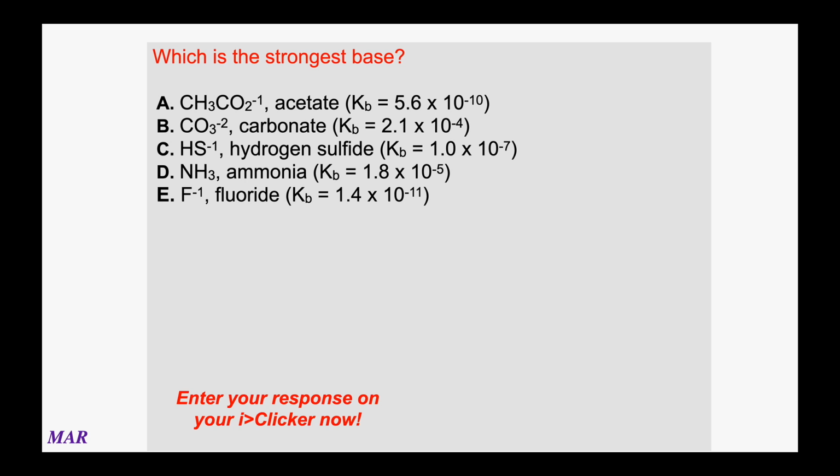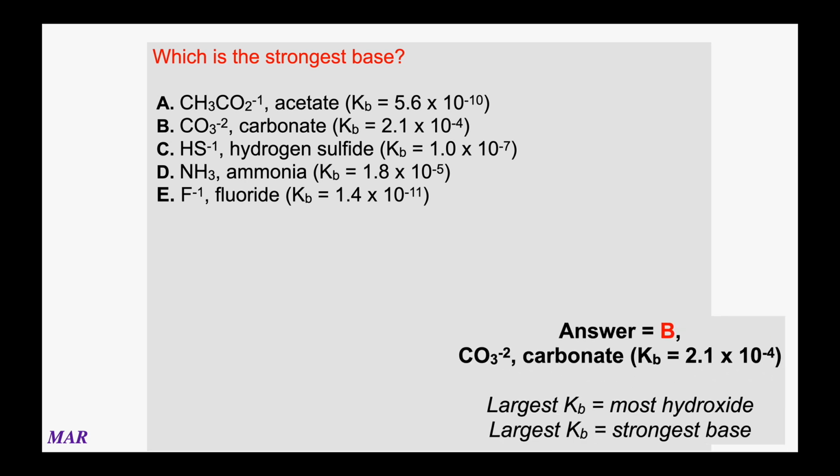So if you look at those numbers right there, it looks like carbonate is going to be the strongest base. The strongest base is the biggest Kb. 2.1 times 10 to the minus 4 is bigger than all those other numbers right there. So that means carbonate will have the most hydroxide of all of those bases. Now, carbonate is still a weak base, and compared to like sodium hydroxide, carbonate will pale. It's not going to be able to compete. But of those bases up there, that would be the strongest base.